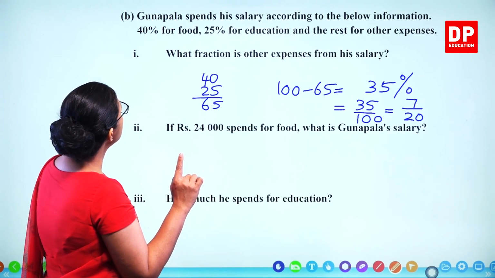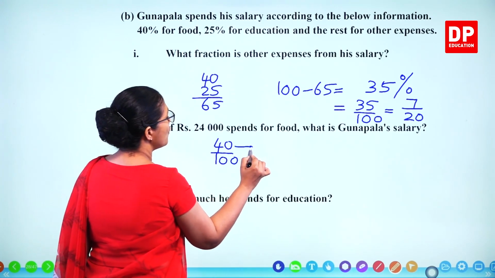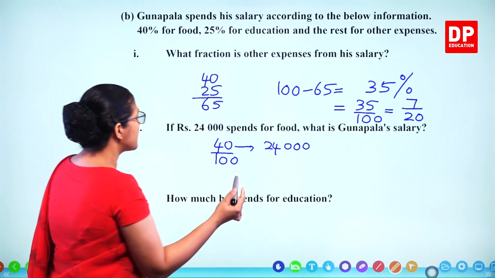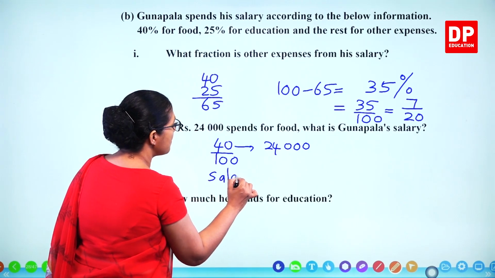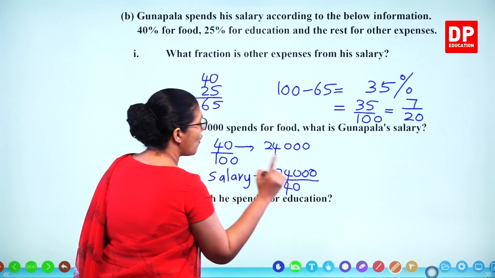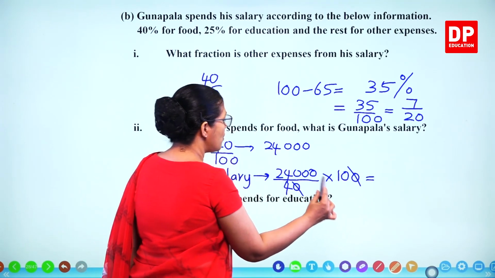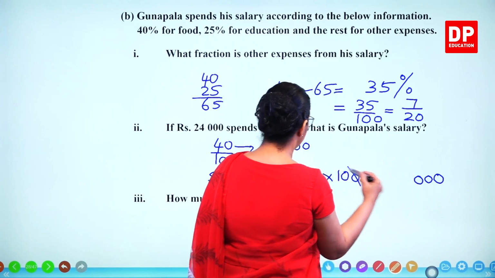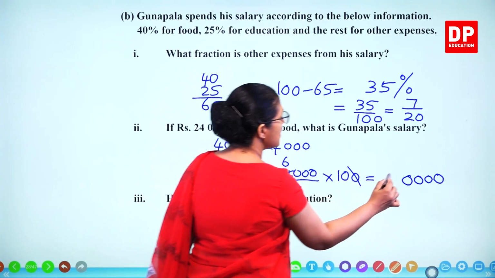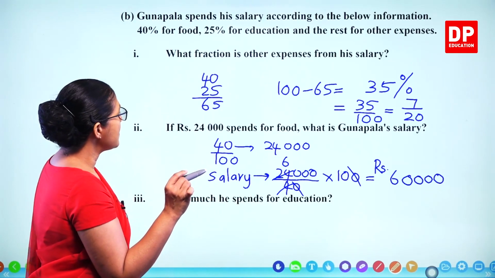For food is 40%. 40% means 24,000 rupees. So you need to find out for 100 parts. So the salary becomes 24,000. You divide by 40 to get 1 part and multiply by 100 to get 100 parts. 2 zeros and you get 1, 2, 3, 4, and 4 times 6. 60,000 rupees is Gunapala's monthly salary.